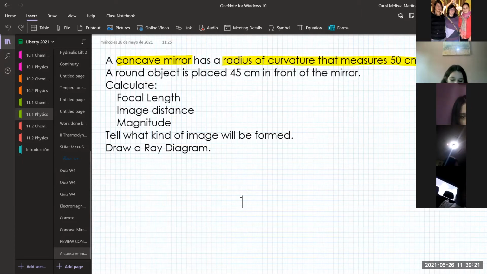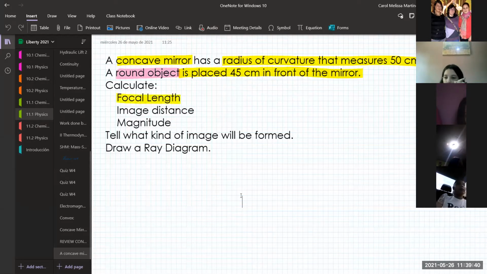Now they are telling you that we have a round object. The object is placed 45 centimeters in front of the mirror. You need to calculate focal length, image distance, magnitude. You need to say what kind of image is going to be formed, and you need a ray diagram.